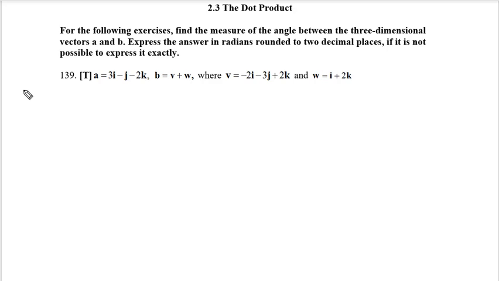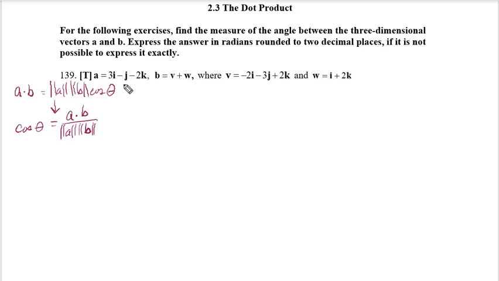To find the angle between the two vectors, from the definition of the dot product, we have the magnitude of A times the magnitude of B times the cosine of the angle between them, which we can convert into the cosine of the angle is the dot product divided by the product of their magnitudes. And so that's how we'll find the angle theta between the two vectors.